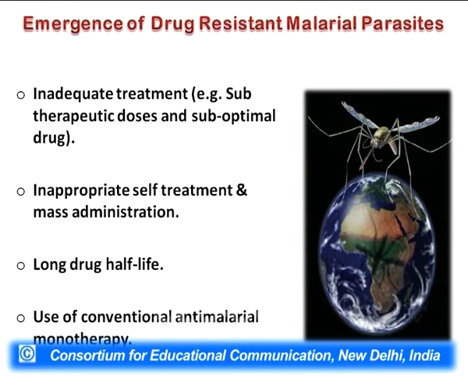This is because of four reasons. The first one is inadequate treatment, which means that when a doctor prescribes a patient a drug therapy for 7 days, the patient takes the drug for 3 or 4 days, after which he stops taking the drug because the symptoms go away. But that is the most lethal form, because the parasite still exists within his body and is circulating within his body.